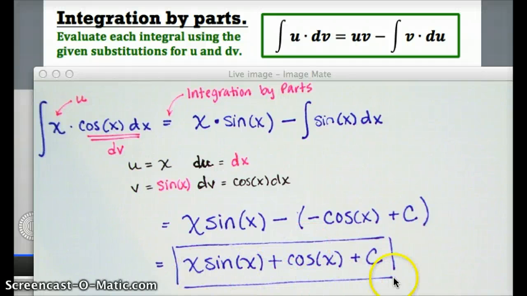The interesting thing here is you could, if you wanted to, take the derivative of this expression. Notice that you'd use a product rule here, and when you take its derivative, you're going to end up with x cosine of x. You can verify that if you like.